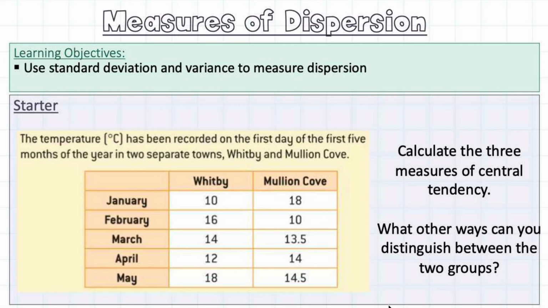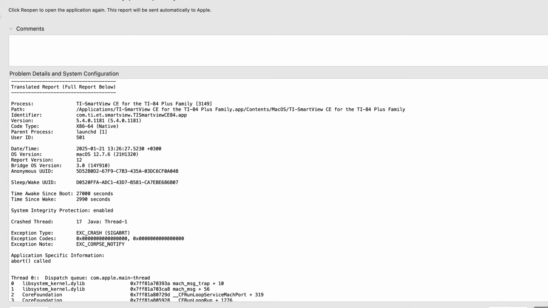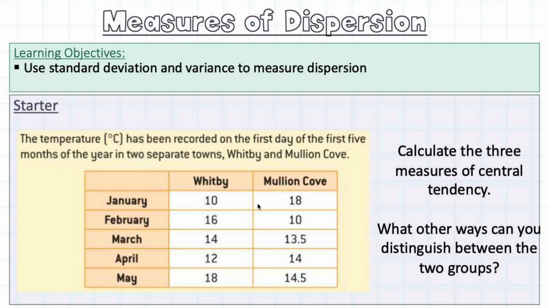And now we're finally looking at the other measures of dispersion we haven't discussed yet, which are standard deviation and variance. So a more close definition about them and how to use them, how to interpret them. Have a go with the starter. You're meant to find the central tendencies and then discuss what other ways you can distinguish between the two groups. We've done a similar activity before, but you could closely have a look at this one also.